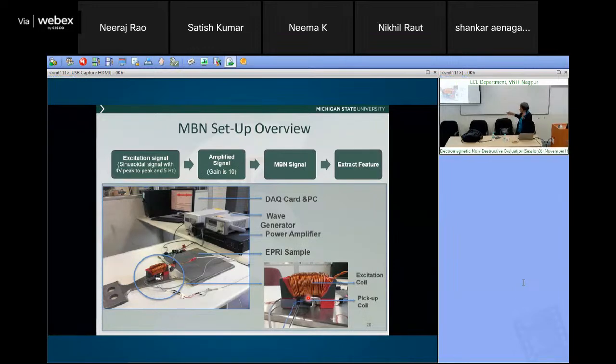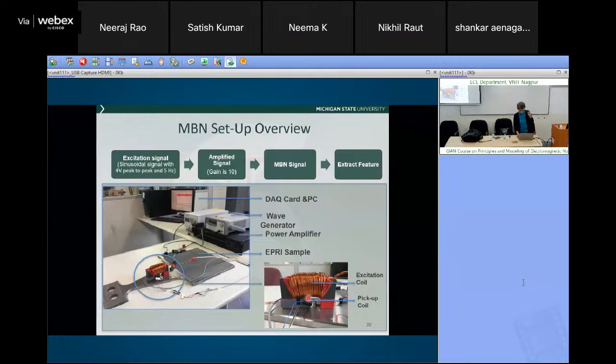Okay. So for an MBN setup, you can see the structure here. Here is your magnet, and you have basically a Hall element that is then amplified. You have a wave generator for producing the magnetic field. And there's a pickup coil, excitation coil. You can see the big thing. And the amplified signal from this pickup coil is the MBN signal, which can then be used for interpretation.